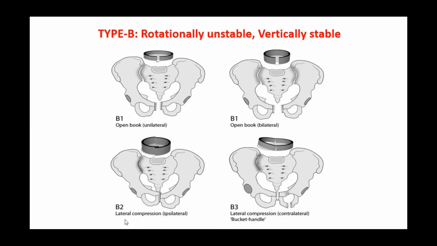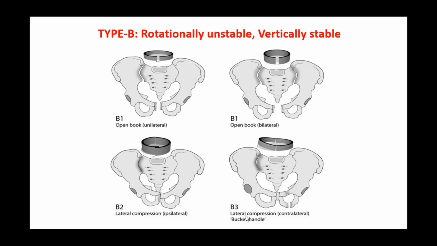Now B2 are the lateral compression injuries. This is lateral compression, ipsilateral side. Now see the ring here, how much disruption there is. The SI joint is involved and the pubic symphysis region. So there is a rotational instability.